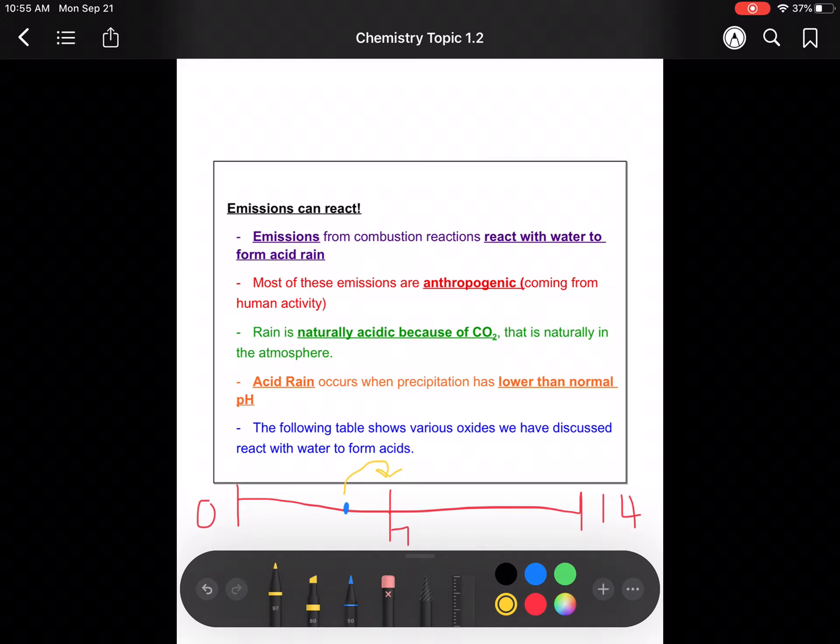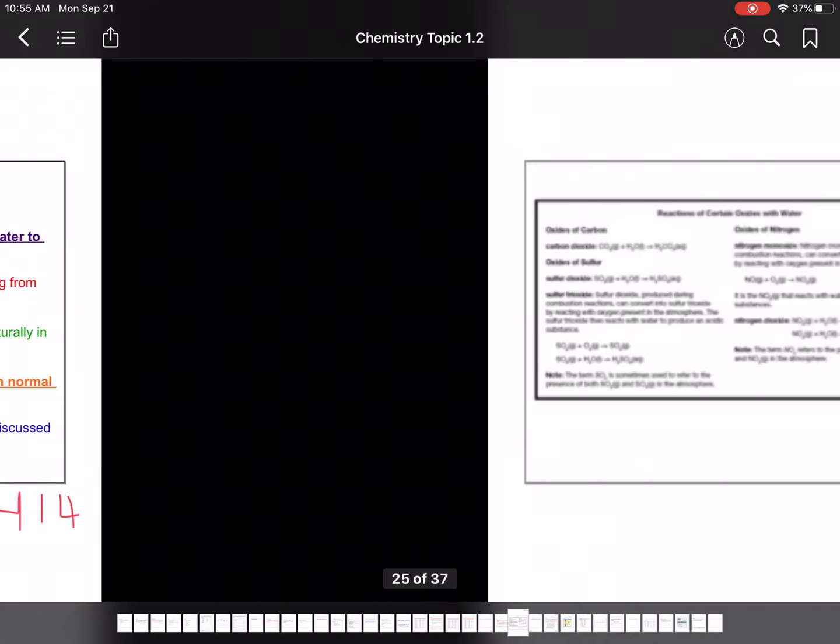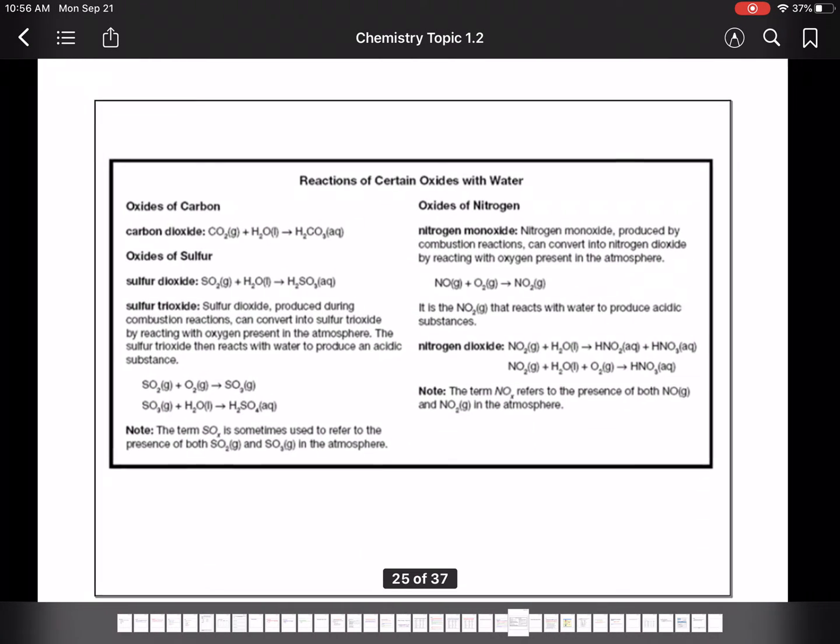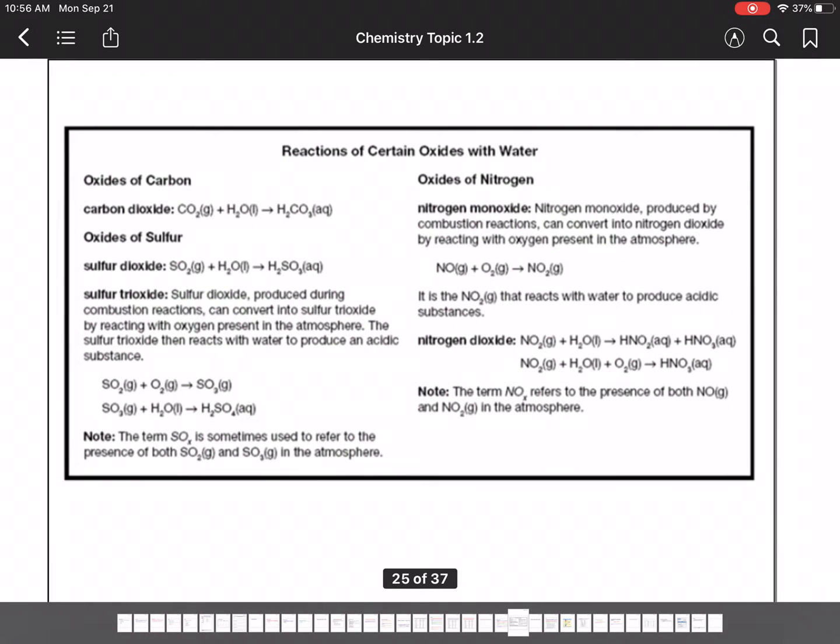The following table shows various oxides that we have discussed that react with water to form acids. So if we look at this table, and you can find this in your textbook, we have the oxides of carbon, nitrogen, and sulfur. The ones that are created due to carbon emissions are carbon dioxide emissions plus water.